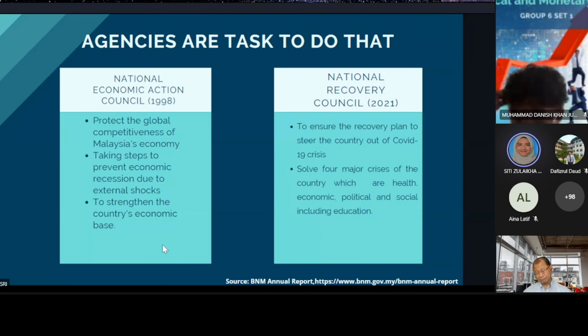The National Recovery Council is to ensure the recovery plan sees the country out of the COVID-19 crisis and also to solve four major crises of the country, which are health, economic, political, and also social, including education.